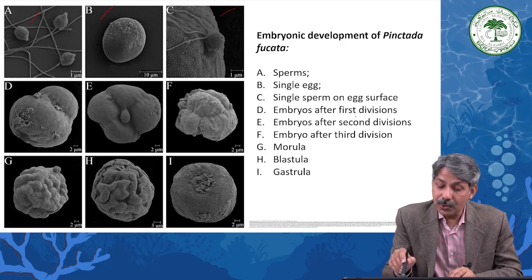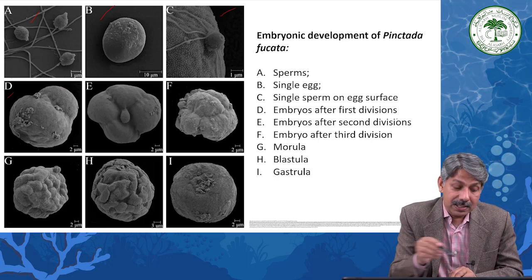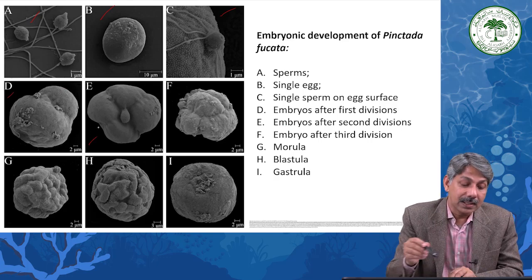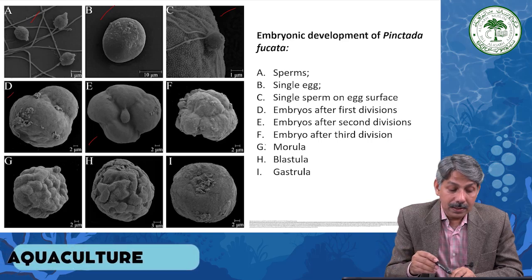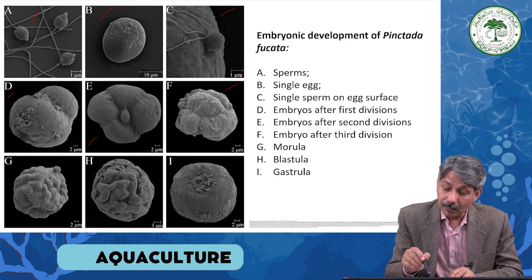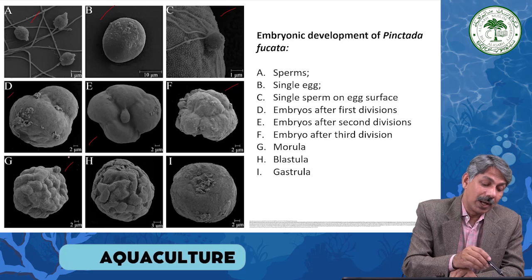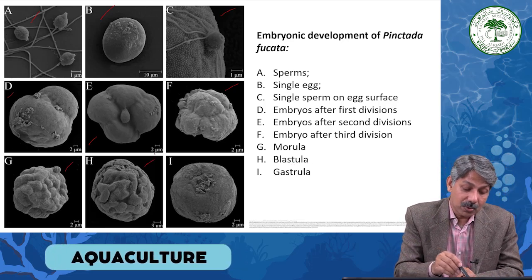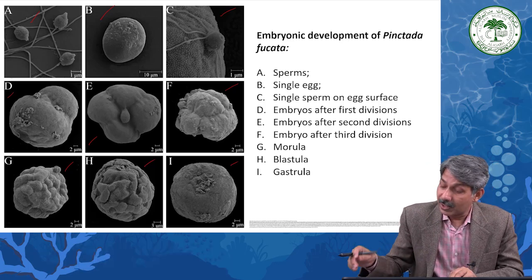Then D shows embryos after first division. D, this one. First division has occurred, then they look like this. Then we have embryos after second division, shown here in E. Then F diagram that shows embryo after third division. After this, we have G, which represents morula. You can see here very clearly the peculiar morula stage. Then blastula and followed by gastrula, the characteristics that we have discussed in the previous slides.